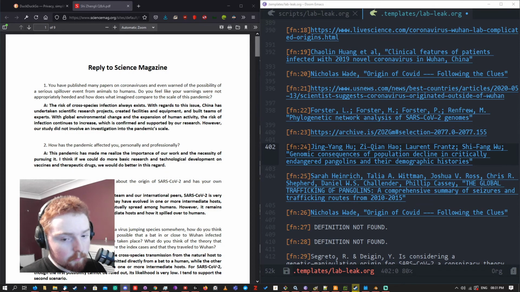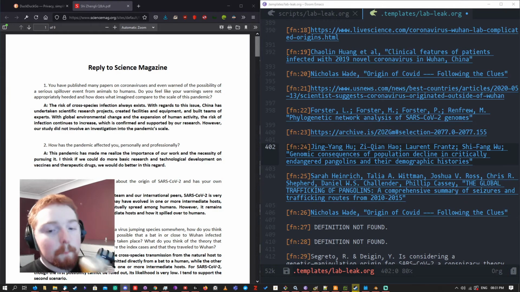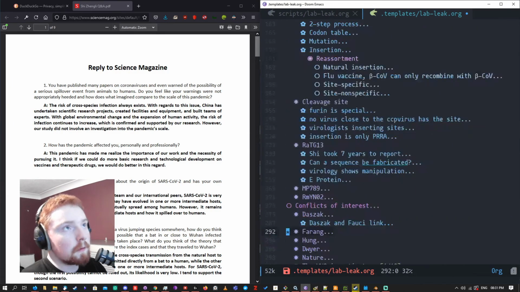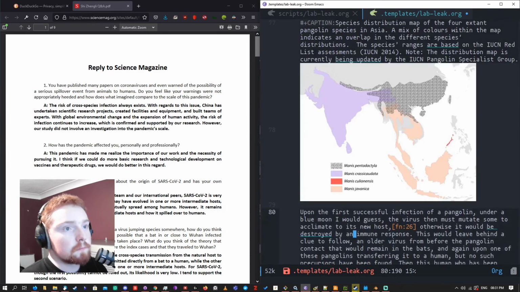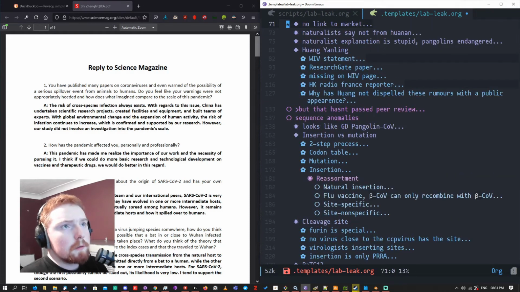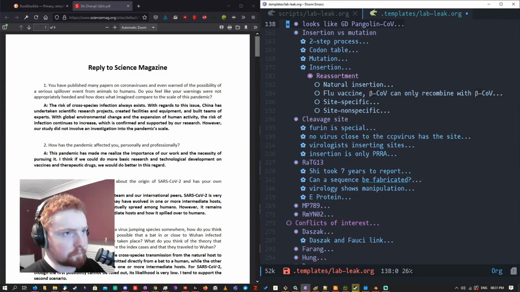404 not found. Try removing the brackets and stuff. I'm just copying this straight from Emacs. The brackets are weird. Okay. No. Open. 404 not found. Can you send them all individually?